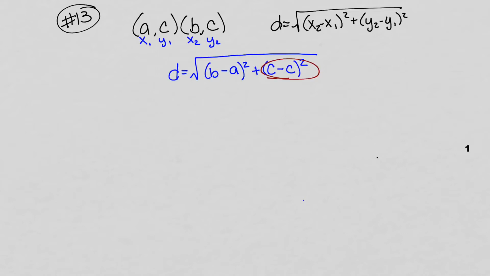C minus C is 0. So I have B minus A squared plus 0. I don't even need to write that part. So that means I have the square root of B minus A squared. Well, this simplifies down even further. You can square root a square and some things happen.